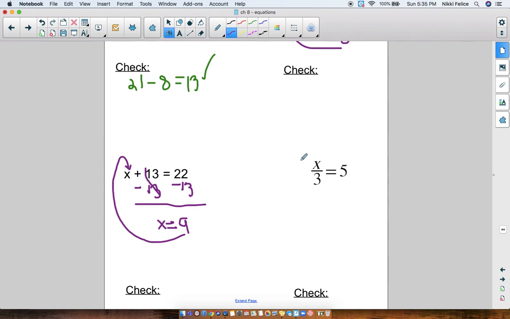And then lastly, I have x divided by 3 equals 5. Well, the opposite of divided by 3 is times 3. 5 times 3, that's 15. So x equals 15. I know that's correct because if I plug 15 in up here, does 15 divided by 3 equal 5? Yes, it does.